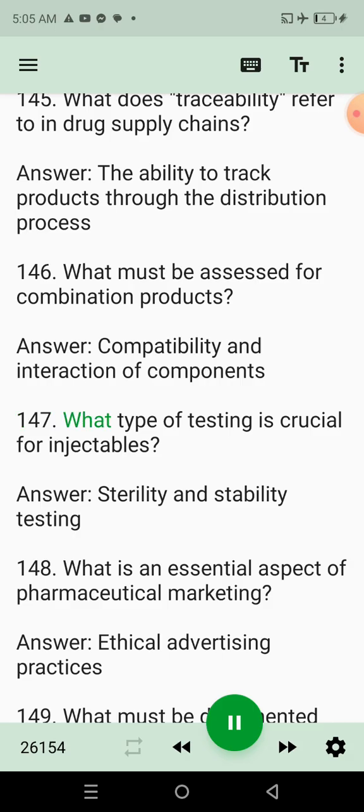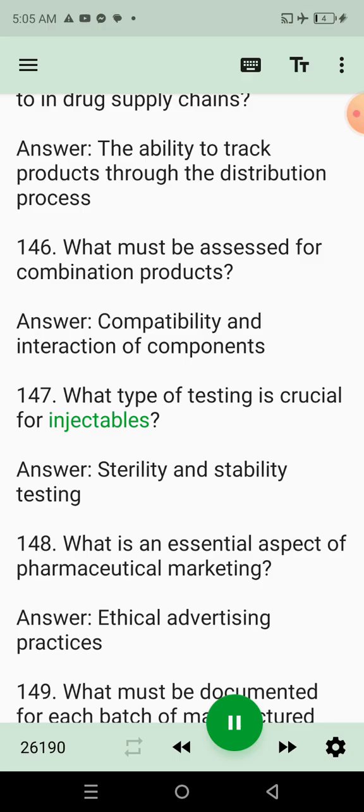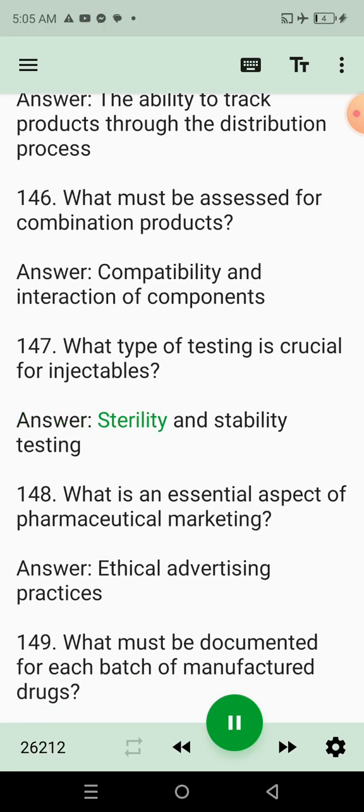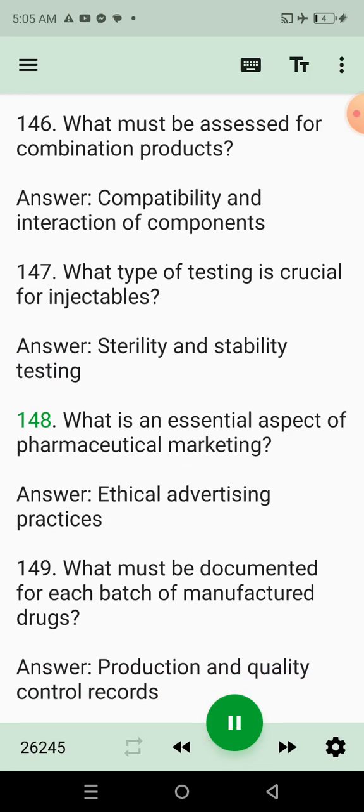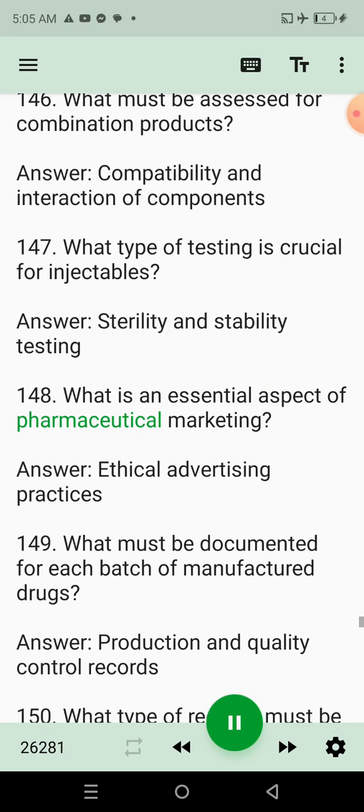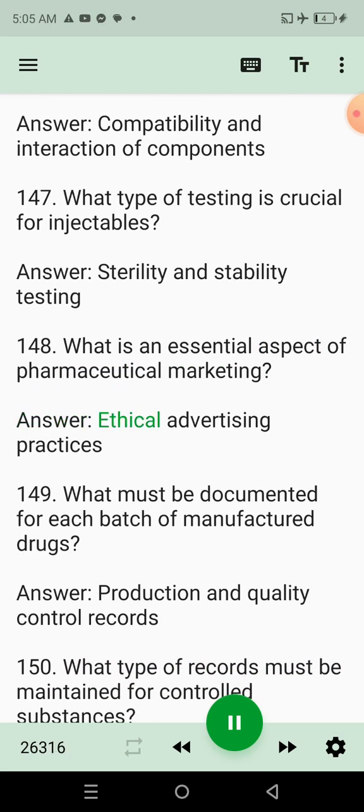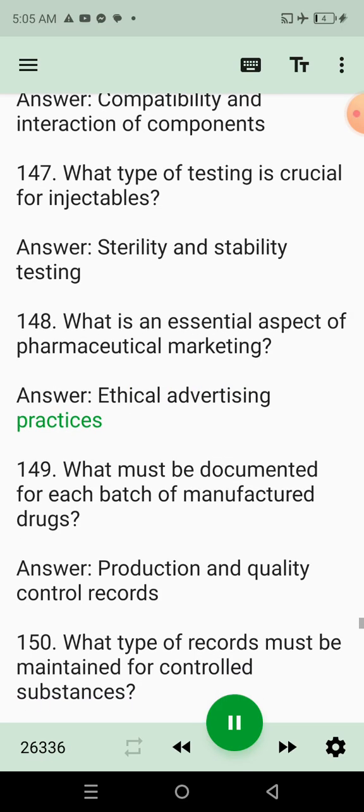147. What type of testing is crucial for injectables? Answer: sterility and stability testing. 148. What is an essential aspect of pharmaceutical marketing? Answer: ethical advertising practices.